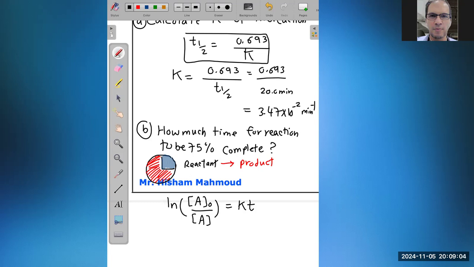Just put the numbers together. مستر لين، الكونسنتريشن عند التايم.